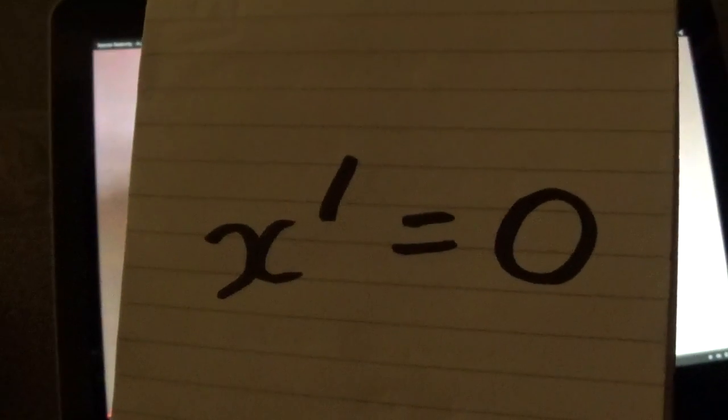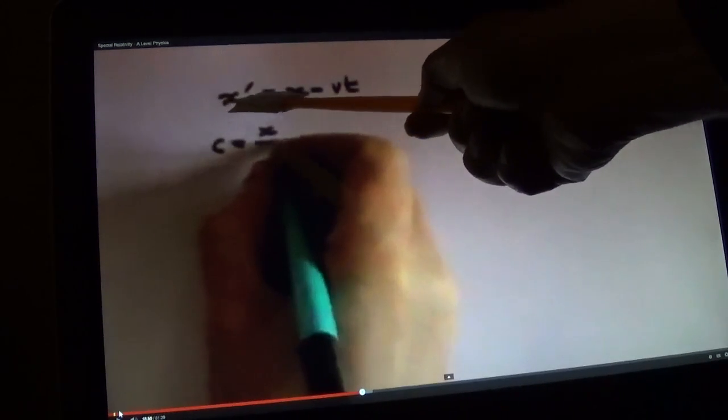Right. It's the same equation as before, he's just writing it down again. And I'll remind you that he has x prime is equal to 0. So that there is 0.